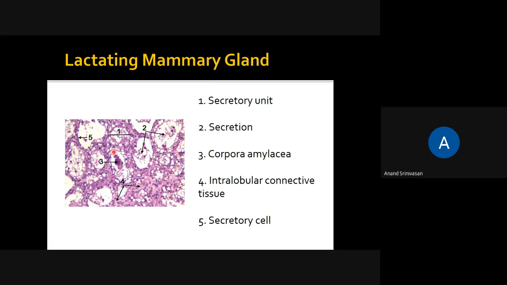This is also another slide of the lactating mammary gland showing the milk secretions. What is this? Corpora amylacea. Suppose the milk stays inside the lactiferous part of the mammary gland for a long time, it can have this appearance. So this is called corpora amylacea, the secretions of the milk staying inside the breast over a period of time.